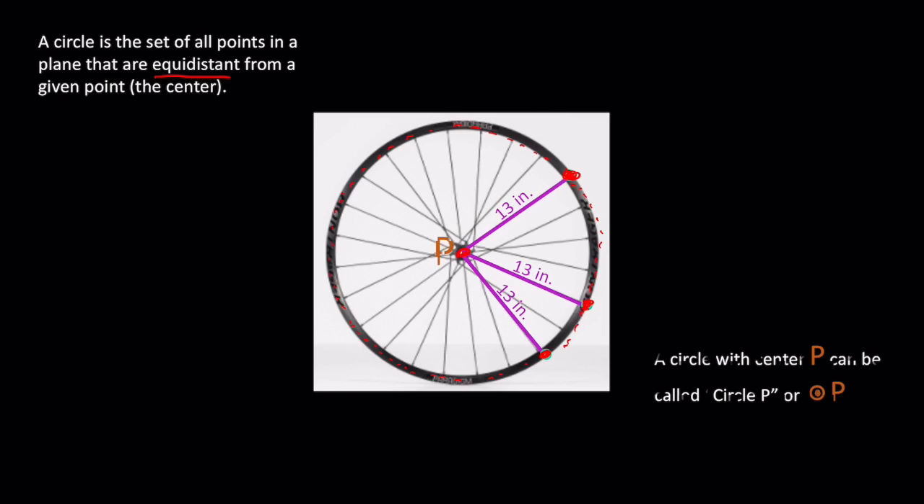Now, naming a circle, we generally name it just with the center. So if this is center P, then we could call this circle P, or you see the little diagram there, a little circle with a dot in the middle meaning the center: circle P.